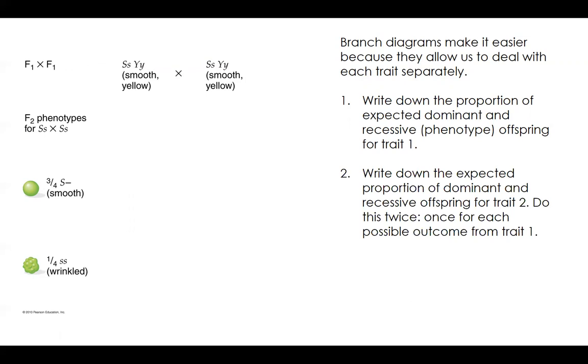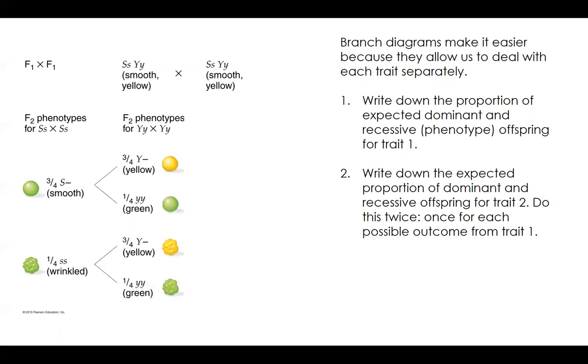Now let's do that for the second trait, the yellow-green trait. But again, we have to do this twice to account for independent assortment. So again, it's possible that a dominant phenotype assorts with a dominant or recessive phenotype, and that a recessive phenotype for trait 1 would assort with a dominant or recessive. So that's why we're writing this down twice, okay?